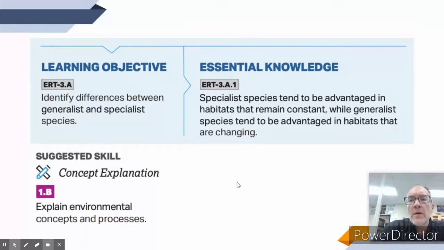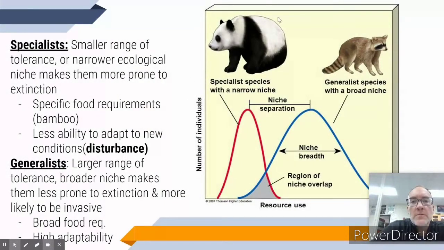We're going to be looking at how specialist species tend to be doing best when habitats remain consistent, while generalist species tend to be advantaged when habitats are changing or disturbed. So specialist species, here's our panda, have a very narrow range of tolerance, much smaller range of tolerance. Their niche is very specialized in terms of what food they access, what their habitat requirements are, and they're much less adaptable to disturbances.